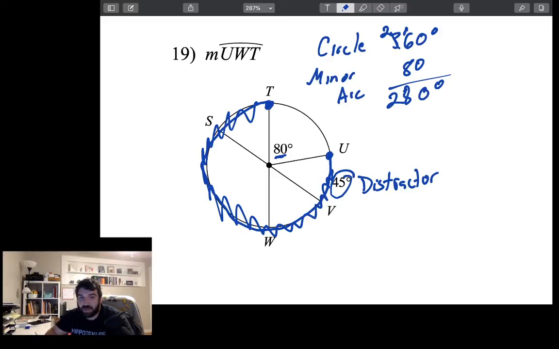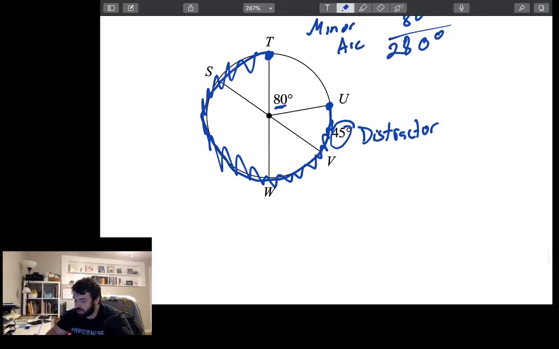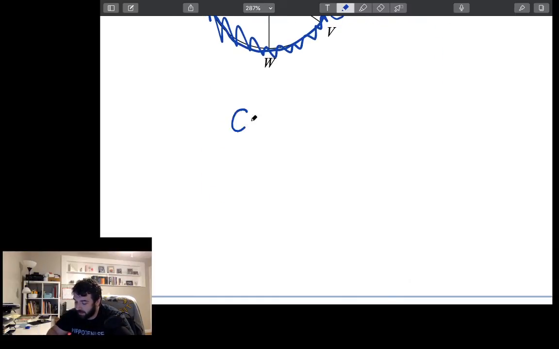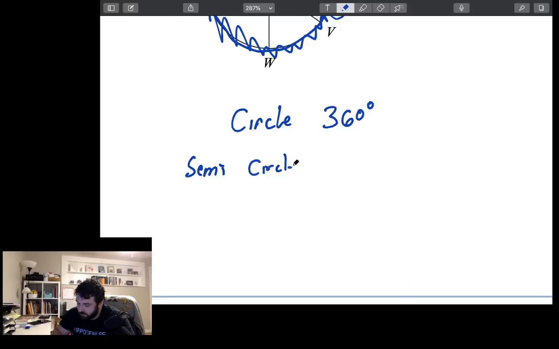You'd also have the 180 trick if you've got a semicircle, and vertical angles. Any sort of situation you get into, you're going to want to fall back and look at the fact that the circle is 360 degrees, a semicircle is 180, and vertical angles still apply.